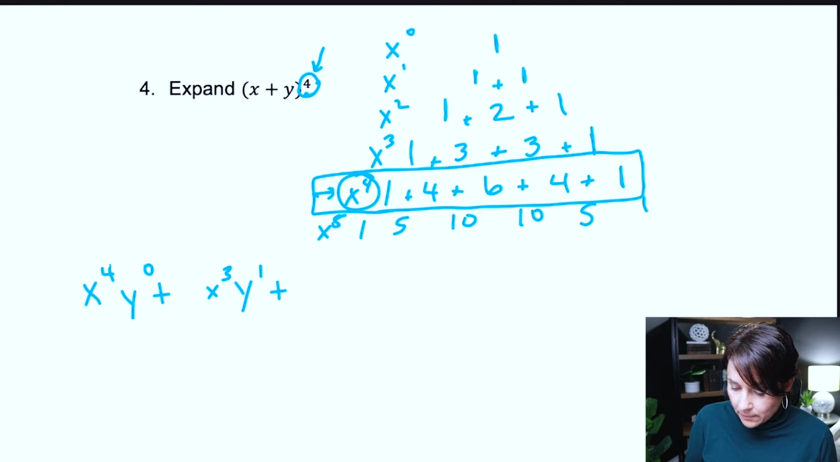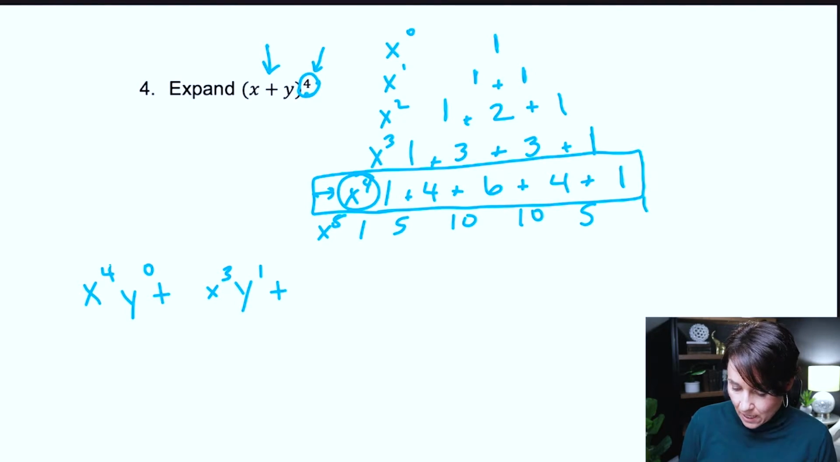Now, these are all going to be plus signs because this is a plus sign. If this were a minus, it would be plus, minus, plus, minus, plus, minus, alternating all the way down, okay? But in this case, we're lucky it's a plus sign. I don't have to deal with that. It's going to be plus signs all the way down.